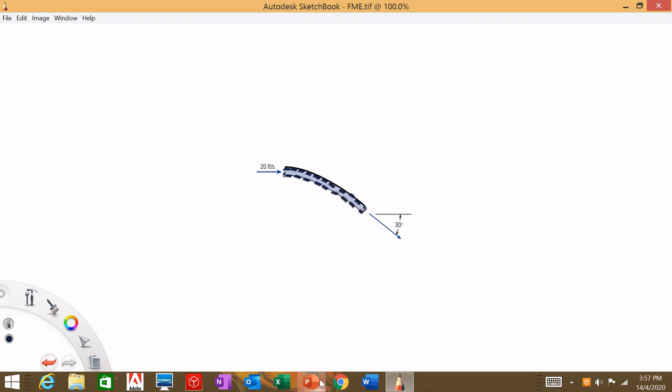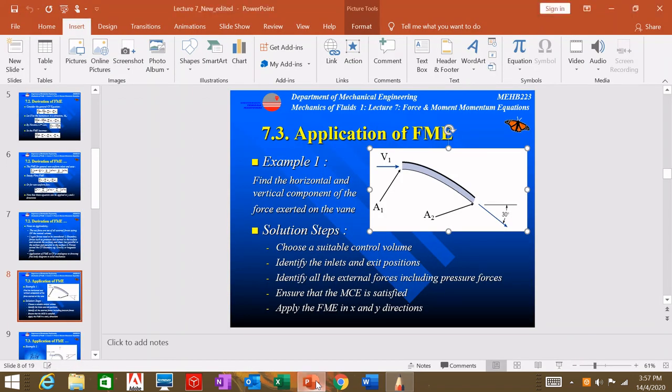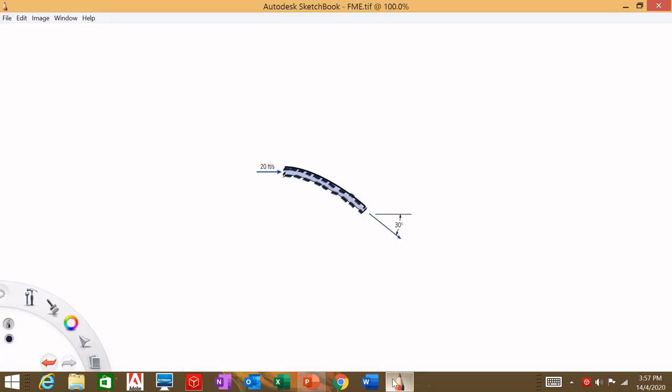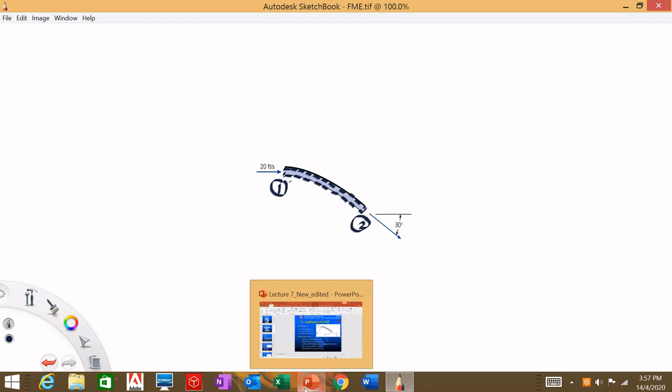The second step, go back to the slide: identify the inlets and the exit positions. This is the inlet because you see here the arrow going in. The fluid is going onto the vane, so this should be the inlet and this should be the outlet. Normally we use number 1 as inlet and number 2 as outlet. If you have more than one inlet, say 1 and 2 as inlets, then 3 is the outlet, and so on.